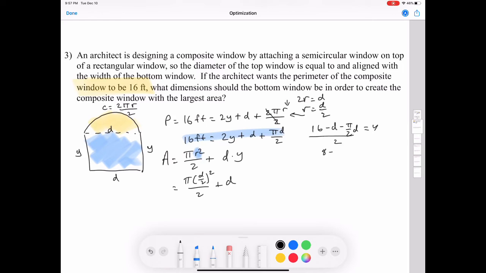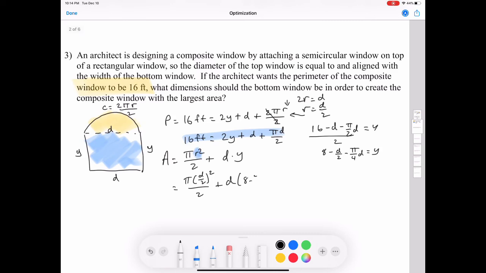So it'll be 8 minus d over 2 minus pi over 4 d. That's our y value. Looks a little messy. Okay, we know what y is now. Let's go and plug in the y. Open parentheses.